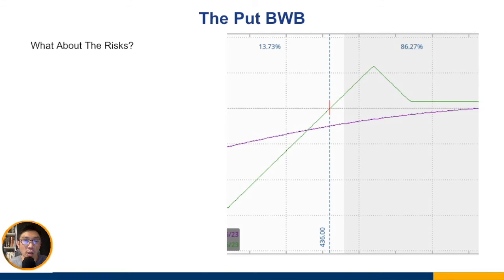Now, let's talk about risks. Risk is something very important because we always look at how much money we can make. Most of the time, that's what our eyes and our minds are tuned to. We just want to see how much we make. But many times we forget that there are risks in the trade. So are there risks in the put broken wing butterfly?